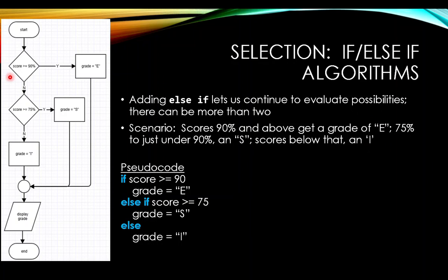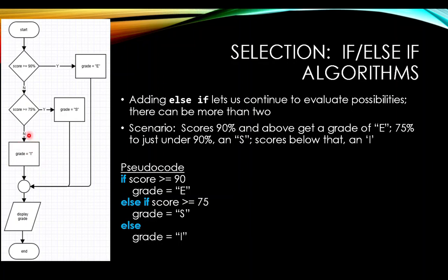So the scores, now we can draw a flowchart that looks like this. If the score is greater than or equal to 90, if the answer is yes, you make the grade E. And then you're done, right? Come out here. Otherwise, if the score is not greater than or equal to 90, we need to check again to see if the score is greater than or equal to 75. If that's the case, if the answer is yes, then you get the grade of S, boom, you come down here.